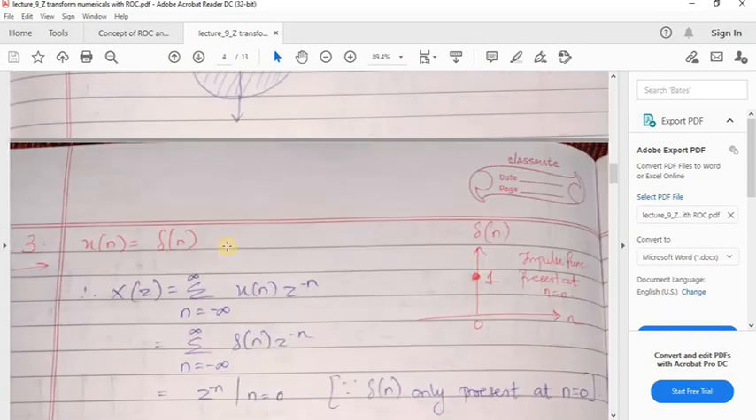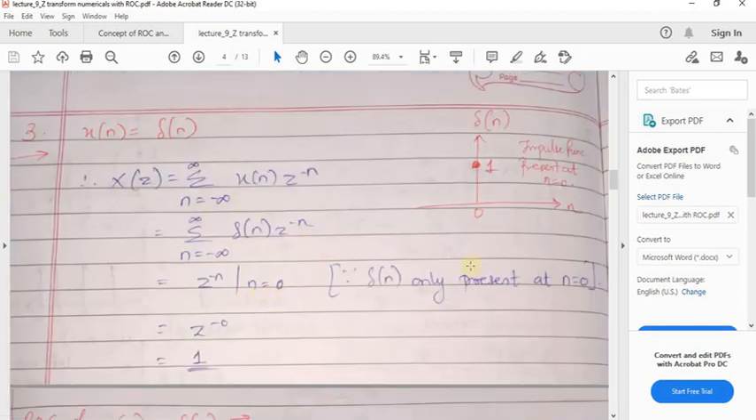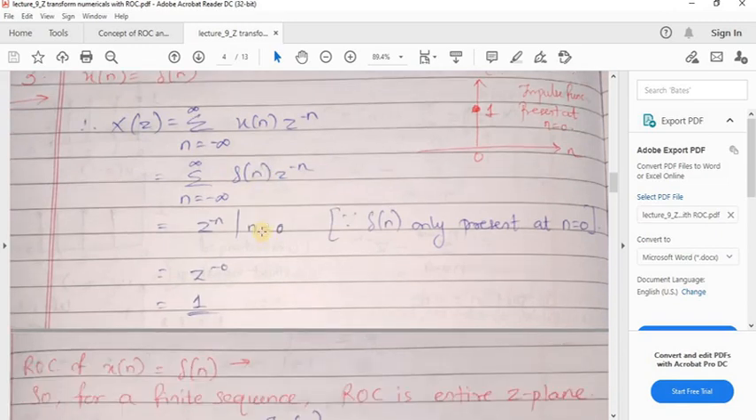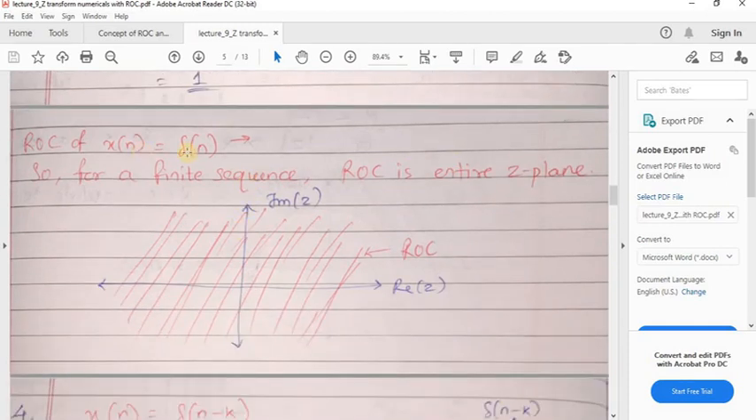Okay, so the next problem is a finite one. We have seen a right-handed sequence, then a left-handed sequence, and the third one is a finite sequence. So this finite sequence is available only for n equals to 0. If we have a solution, the answer is 1. So for a finite sequence, the region of convergence is the entire z plane.